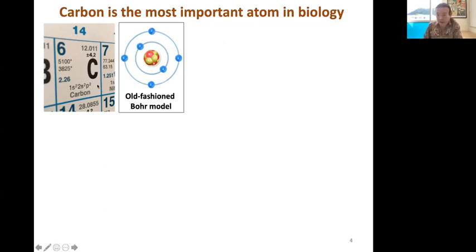Okay, but carbon has 6 protons in its nucleus, 6 neutrons, and as a result, because it has 6 protons, it has 6 electrons, right? And together you have a carbon atom. So this is the old-fashioned model we call the Bohr model of how atoms were originally visualized, right? Sort of like little solar systems.